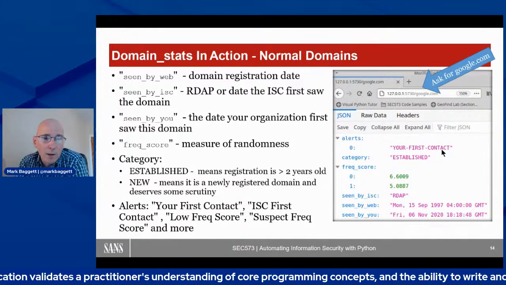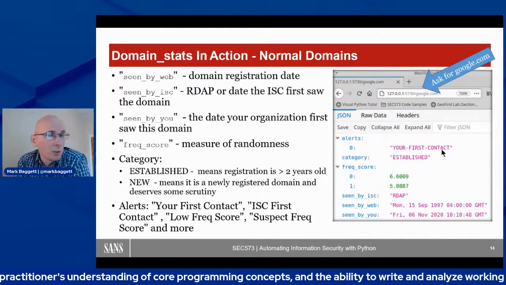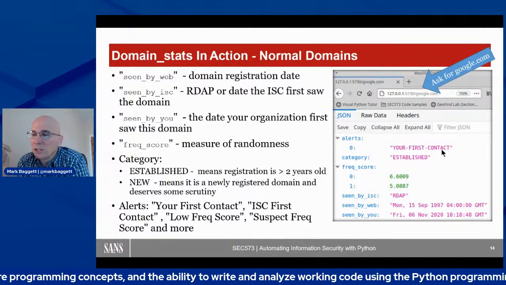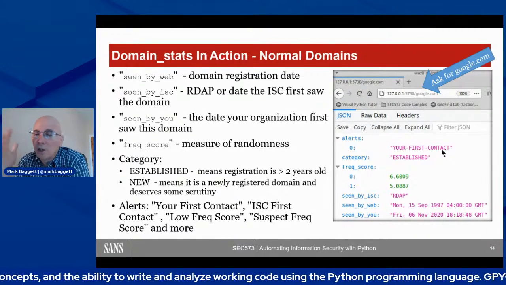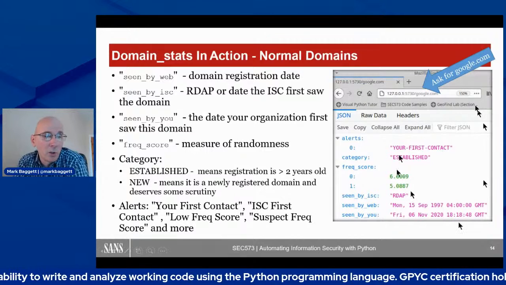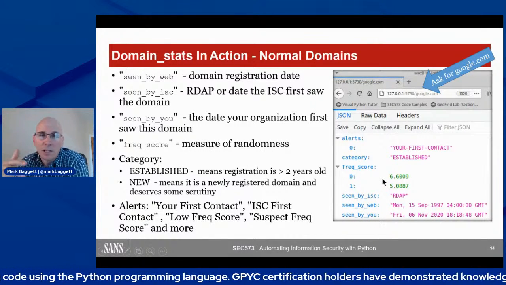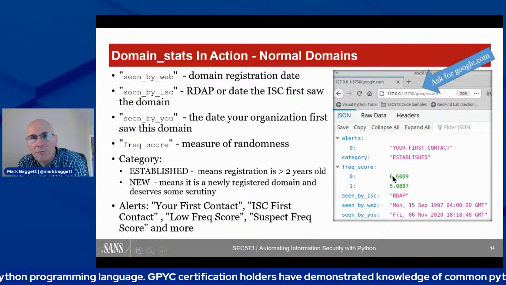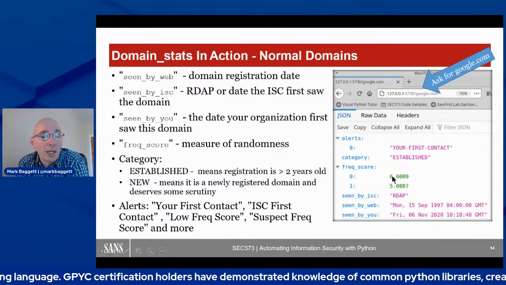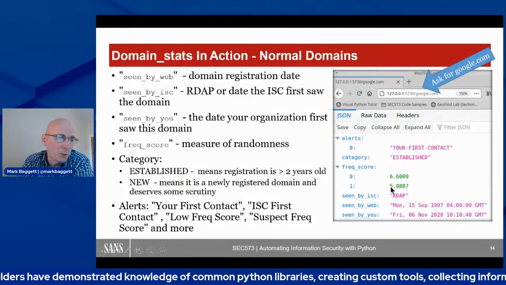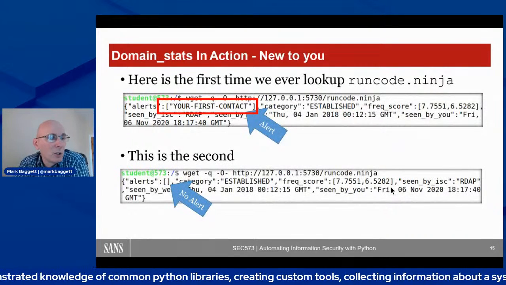So by just looking at this JSON response, I can see that this domain has been around for a while. This is the first time I've ever gone to it, which might be of concern. But the frequency scores in this case are good. There's a threshold for these two numbers that we've looked at over time. If this first number is below 5, then that probably means it's a random host. And if the second number is below 4, it probably means a random host.